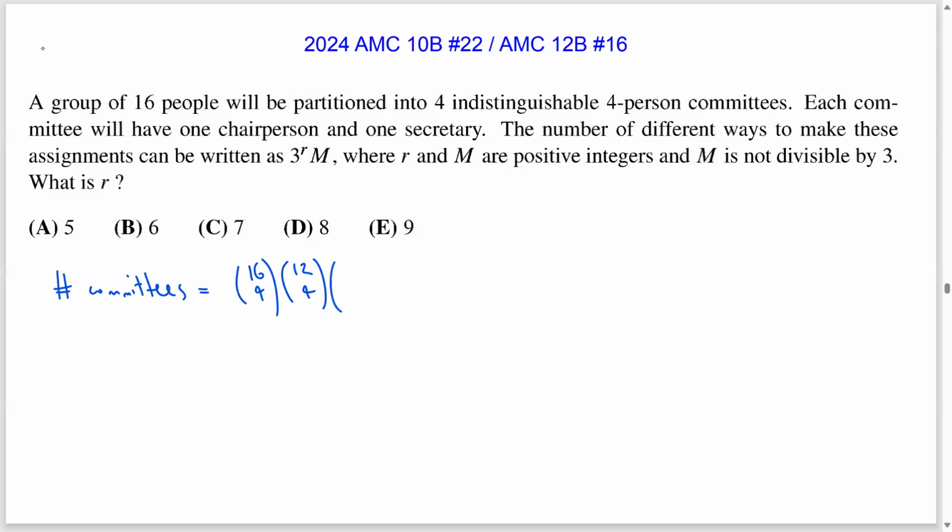Similarly, once we've chosen the first 2 committees, there will be 8 people left. We get 8 choose 4 ways for the third committee. Lastly, 4 choose 4 ways for the fourth.